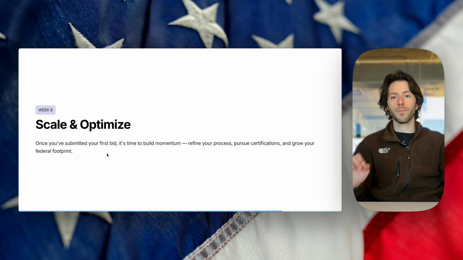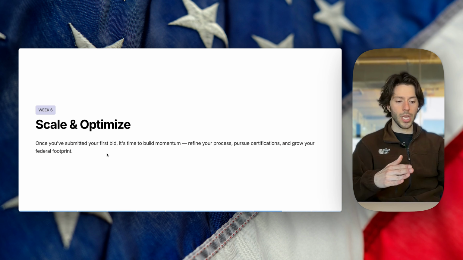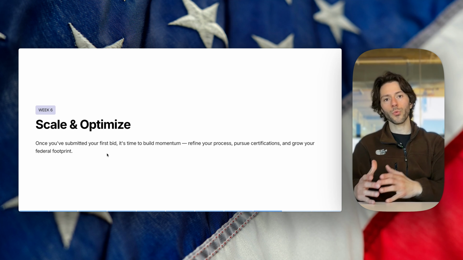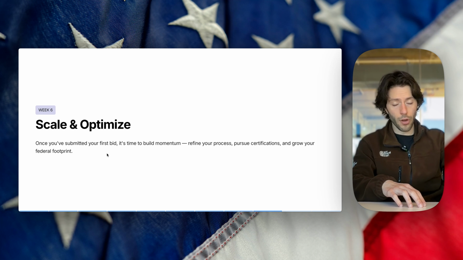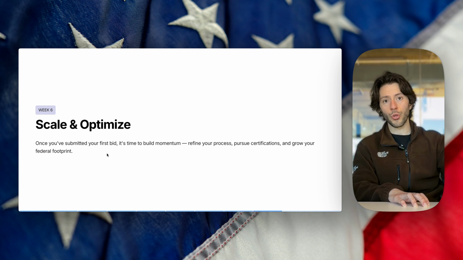All right. Drum roll, we submitted our first bid. Now we want to scale and optimize. Review your process. See what you did. See what worked, what didn't work. What tools did you use? If something was really nice and efficient, capitalize on it. If something was not really so efficient, didn't move the needle, skip it. Don't waste your time on it.